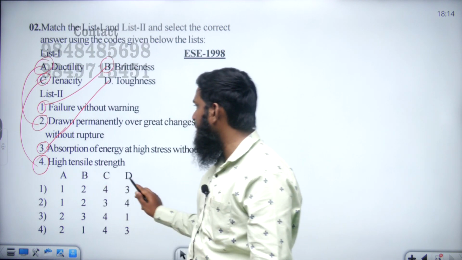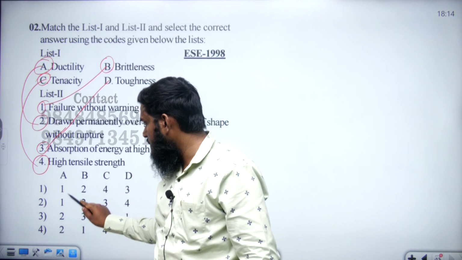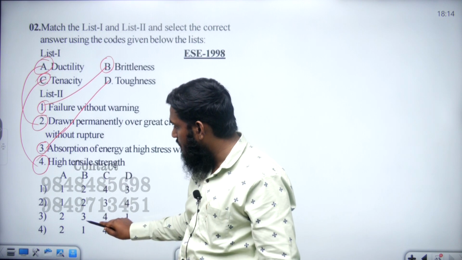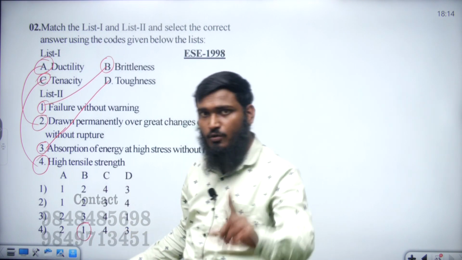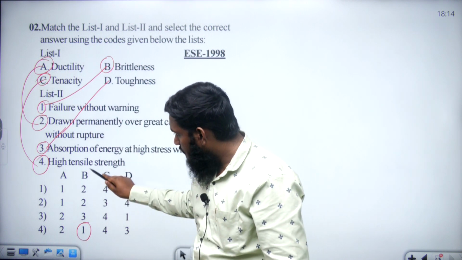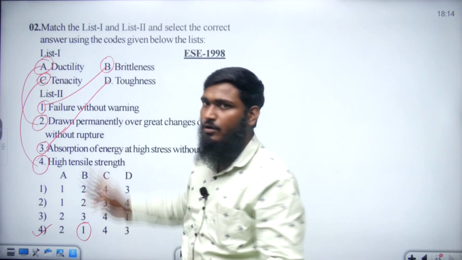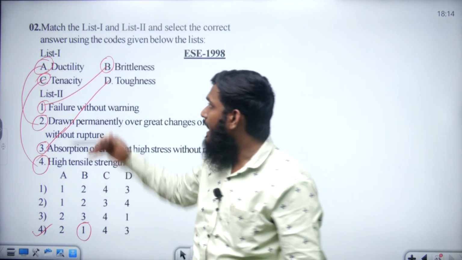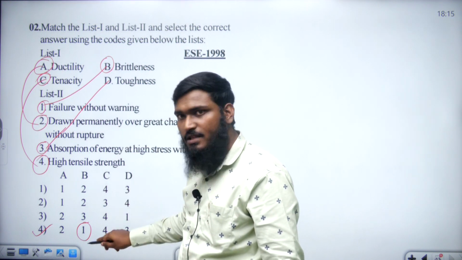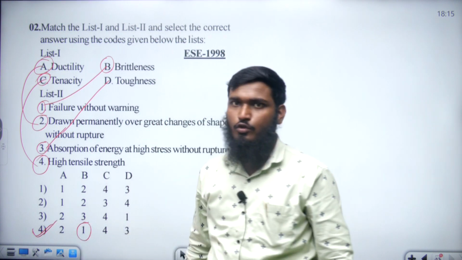Now let us see this part. A, B, C, D we have taken. A means 2, these 2 options we are having. B means 1. If you are seeing the one option only, brittleness means 1, so B means 1. Directly we can select this option. We need not go for other options also. Only for brittleness, failure without warning, we have seen in the options. So B means 1 we have taken, and we have selected the 4th option.